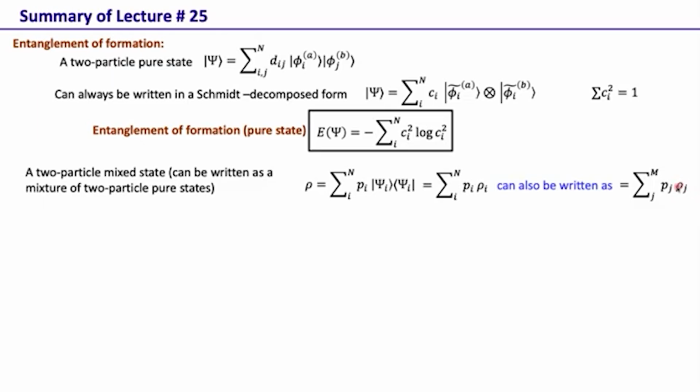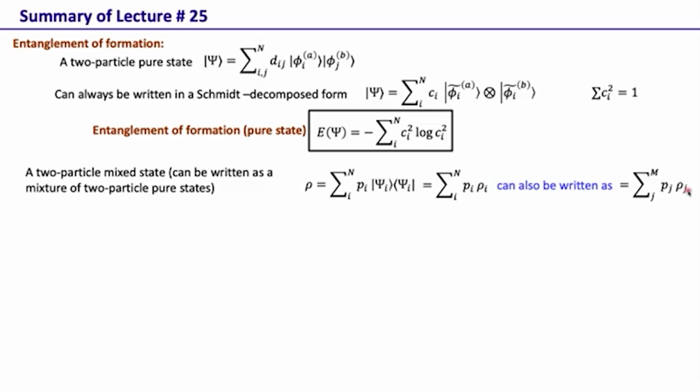Of course, here the restriction is also not that the different ψ_j corresponding to these ρ_j need to be orthogonal. So in this kind of decomposition, the different ψ_j's are not even orthogonal, and m can even be larger than n. So there can be several ways in which a two particle mixed state can be written as a mixture of two particle pure states. And if you have the restrictions that the different ψ_i's have to be orthogonal and the maximum number of terms is n, then that's a unique decomposition, the diagonal decomposition.